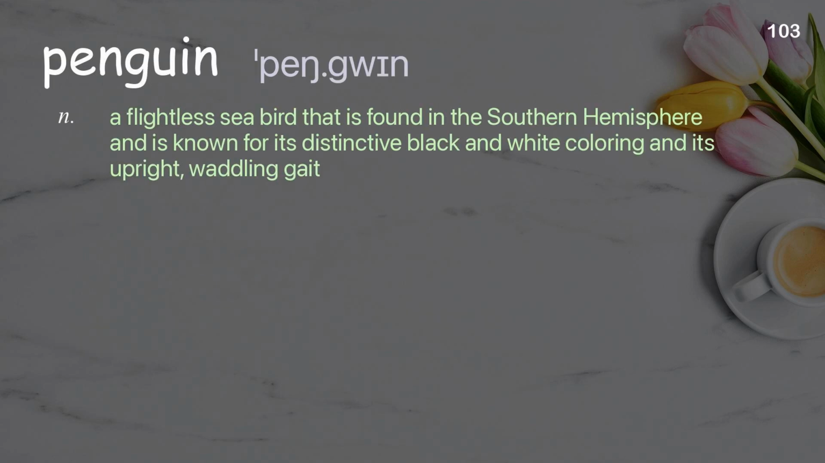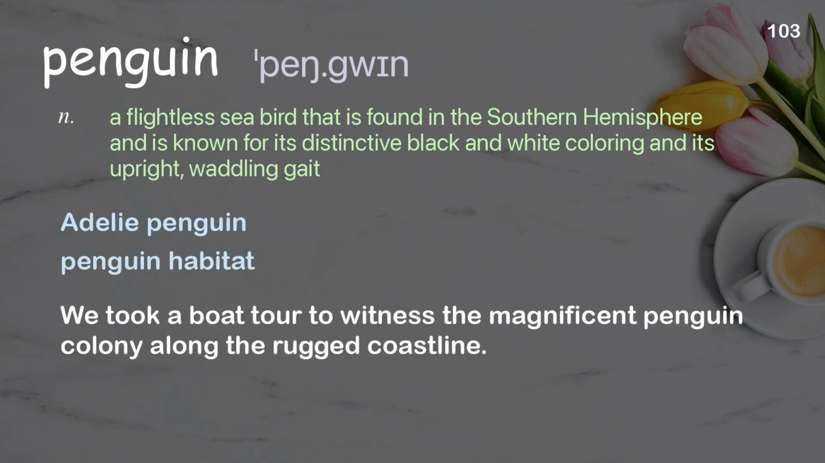Penguin. A flightless seabird that is found in the southern hemisphere and is known for its distinctive black and white coloring and its upright, waddling gait. Examples: Adelie penguin. Penguin habitat. We took a boat tour to witness the magnificent penguin colony along the rugged coastline.